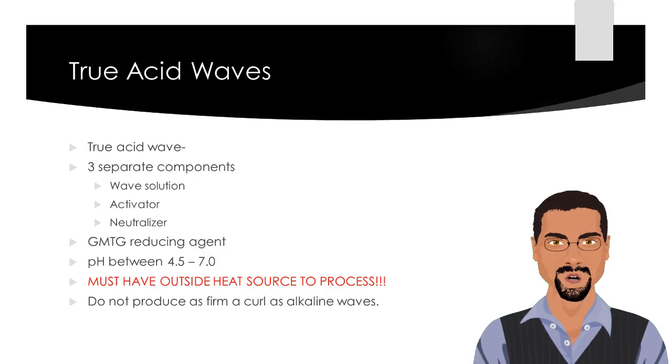True acid waves have three separate components: the waving solution, an activator, and a neutralizer. The activator contains GMTG, which must be added to the solution prior to the application. True acid waves have a pH between 4.5 and 7.0, and require an outside heat source to process. True acid waves do not produce as firm of curls as alkaline waves.